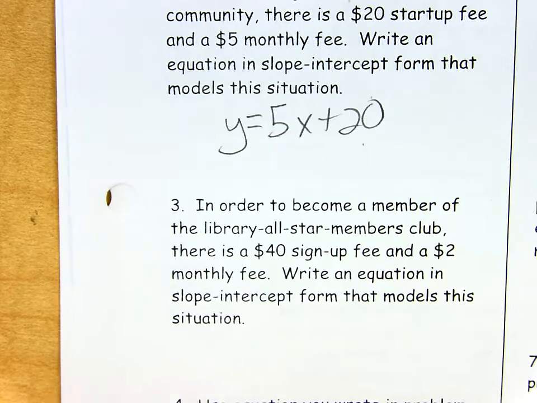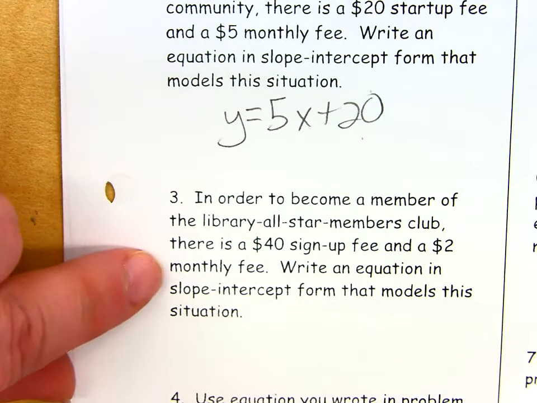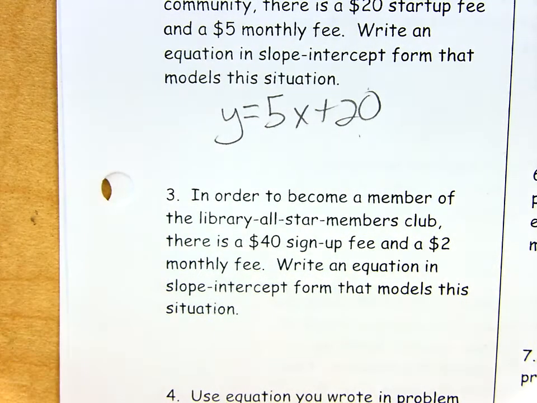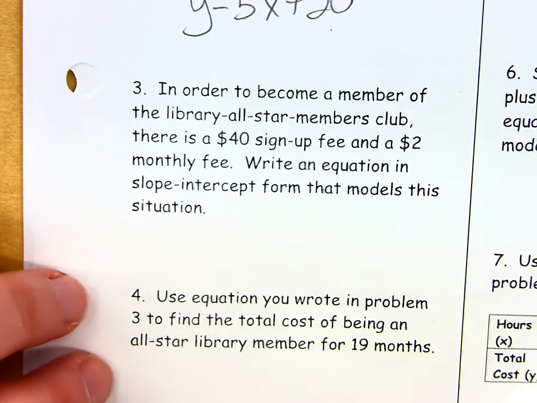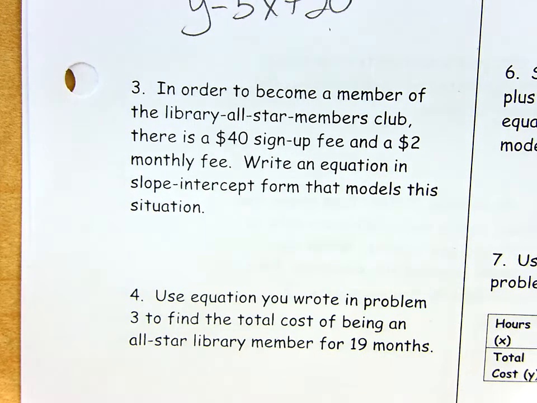Okay, try 3. In order to become a member of the Library All-Star Members Club, there's a $40 sign-up fee and $2 a month fee. Try writing your equation and then go ahead and try number 4. They ask you to find the cost of being an all-star for 19 months. So try 3 and 4.